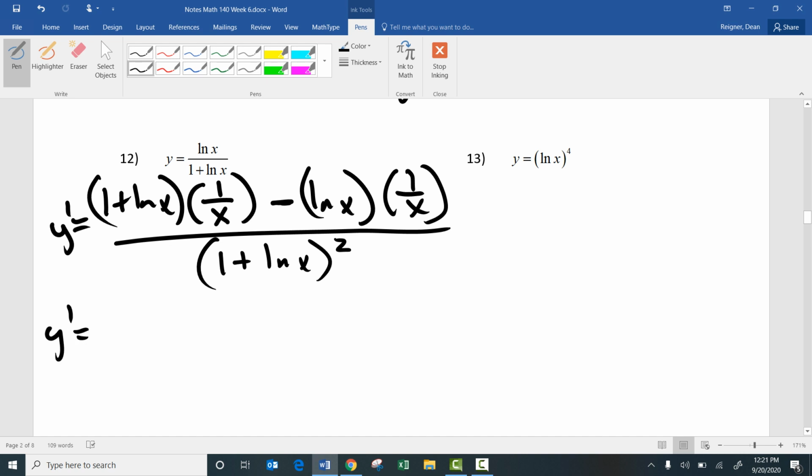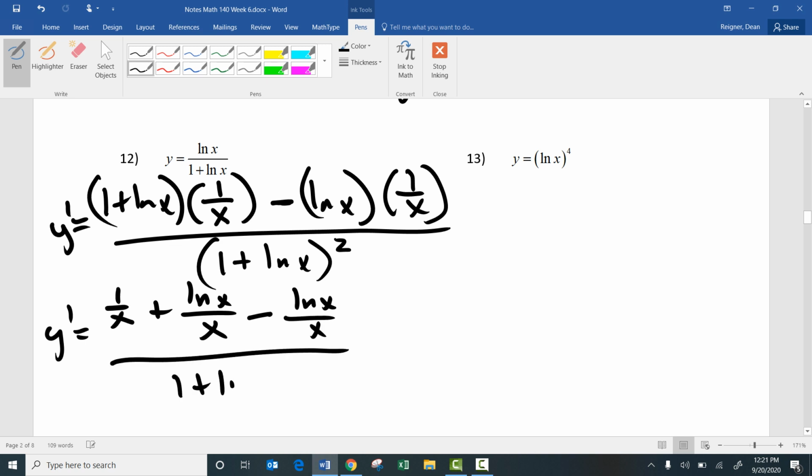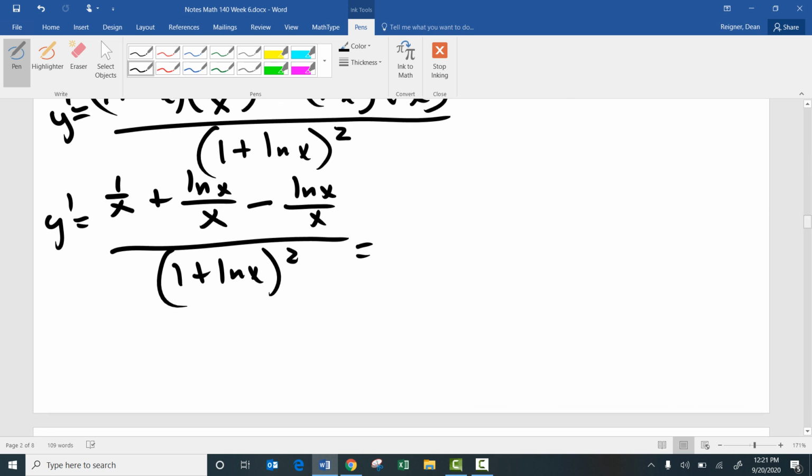You're going to have things that cancel. So 1 over x times 1 over x. 1 over x times natural log is natural log of x over x minus, and then this thing you can see will be natural log of x over x. So those are actually going to cancel. So 1 plus ln of x squared. All right. So now on the top you just have 1 over x. On the bottom, you have 1 plus ln of x squared.